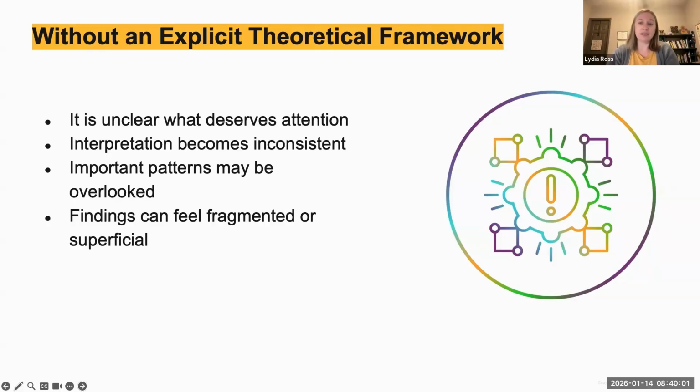So, one finding could be explained in one way, and another finding or piece of data might explain something in a totally different way, and there might not be logic necessarily connecting them. And over time, this can become problematic, right? Because we might overlook important patterns. And it's not because we're not skilled as researchers, but it's because we don't necessarily have a guiding lens that helps us recognize which patterns are theoretically meaningful. And so as a result, the findings can be fragmented or superficial, even if we have strong underlying data.